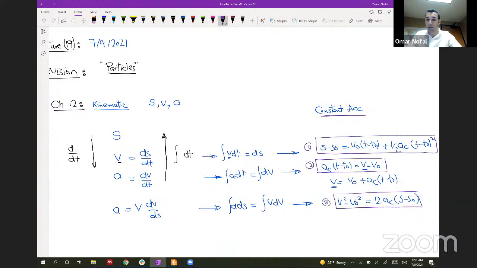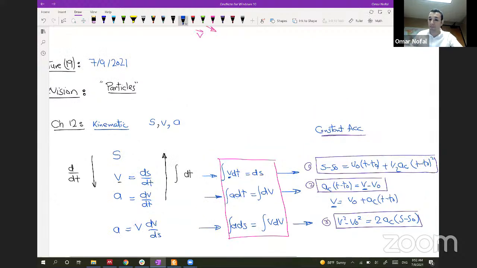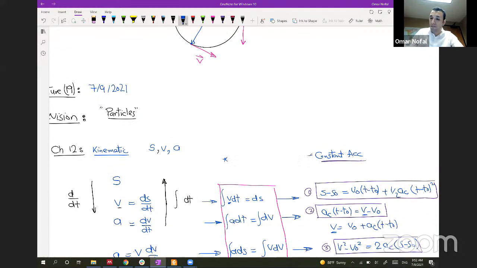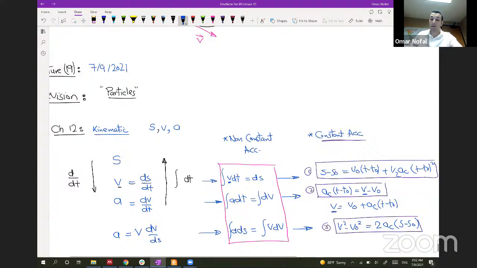If it is mentioned that the velocity is increasing linearly, that means the acceleration is constant, or if it is directly mentioned that the acceleration is constant, you can use these equations. Otherwise, for non-constant acceleration, you will not be able to use them, and you have to deal with the integral form.